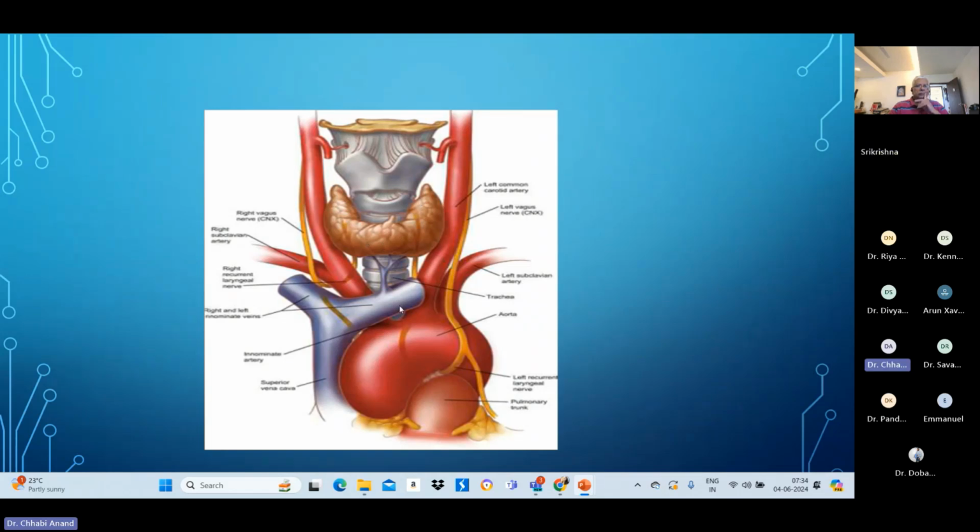This is a diagram showing the relationship of the trachea. All the venous structures are on the right side, and the arch and other arterial structures are on the left side.